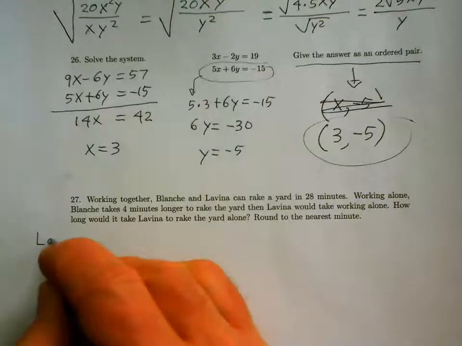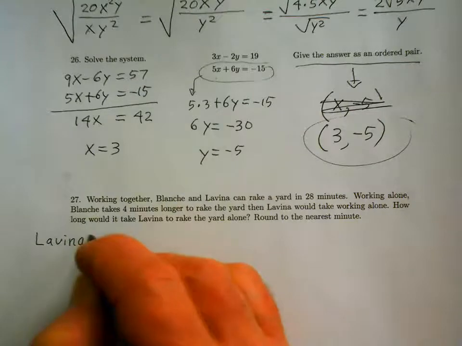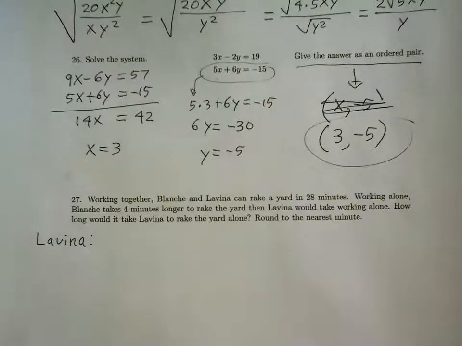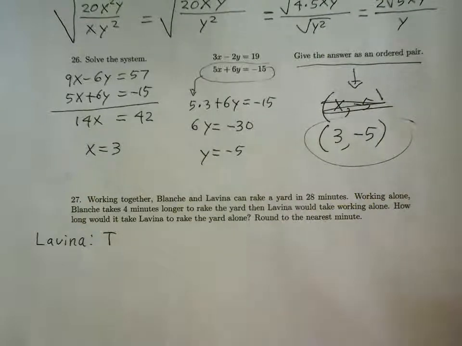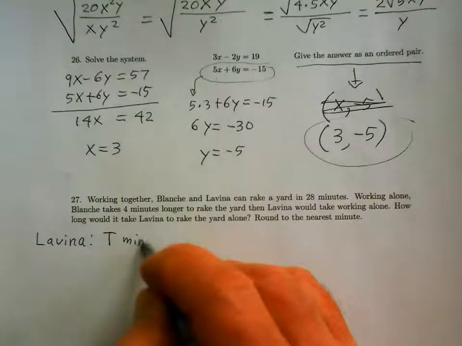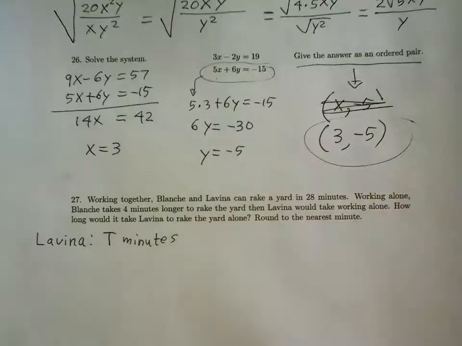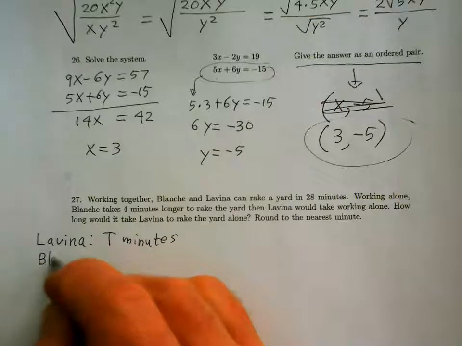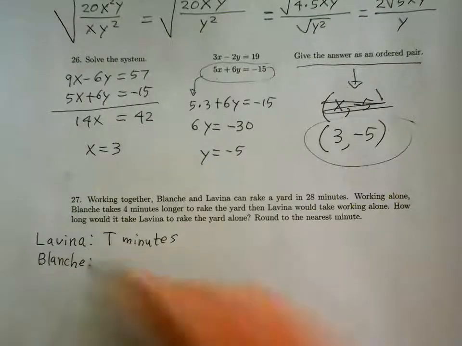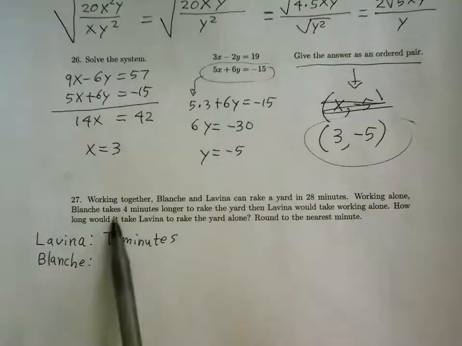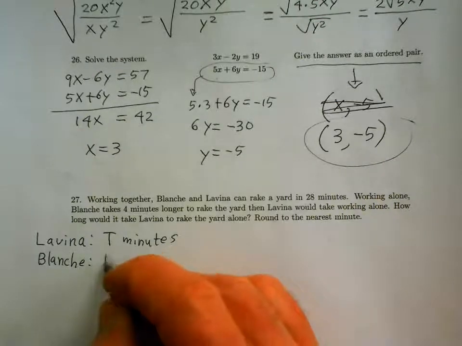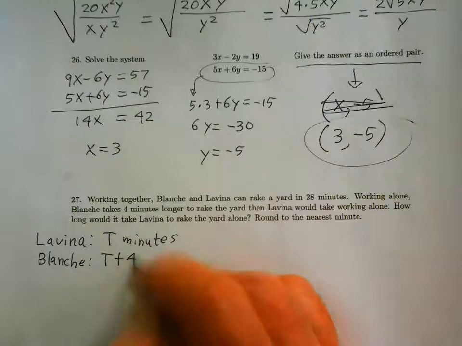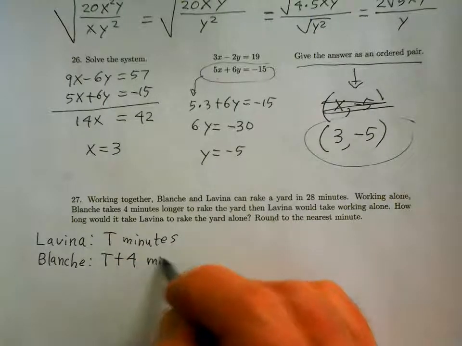Well, we're supposed to find how long it takes Lavina by herself. So if I pick T to represent the number of minutes it takes Lavina to rake the yard alone, then Blanche, we are told that Blanche takes 4 minutes longer than Lavina. So for Blanche, T plus 4 minutes is how long it takes her.